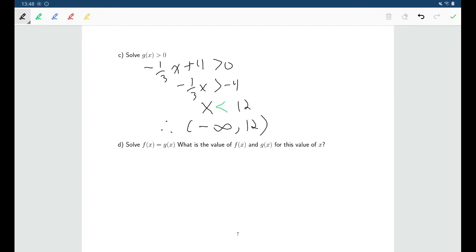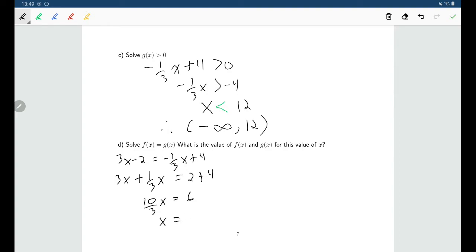If we want f of x to be equal to g of x, then 3x minus 2 needs to be equal to negative a third x plus 4. And now all we need to do is solve for x. So I'll bring that third x to the other side and bring the 2 to the other side. I will have 10 thirds x equals 6. And then, using my calculator, multiplying both sides by 3/10 or dividing both sides by 10 thirds, however you'd like to think about it, you'd find that you get 18/10, which is the same thing as 9/5.